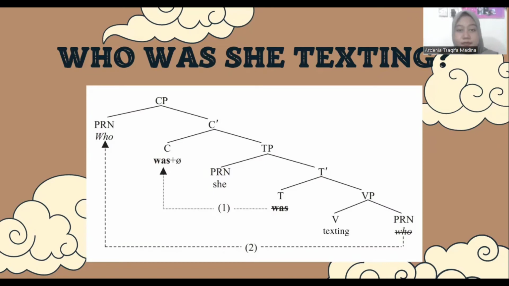So WH movement moves maximal projections. In this example, who was she texting? It moves the interrogative pronoun who, which is a maximal projection by virtue of being the largest expression headed by the word who. So that's all from me.